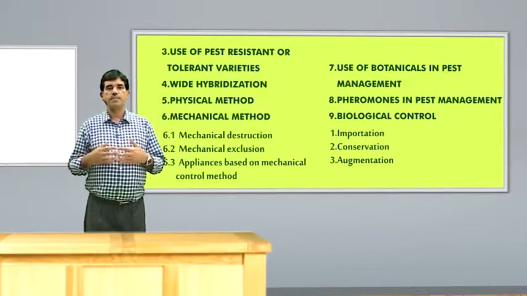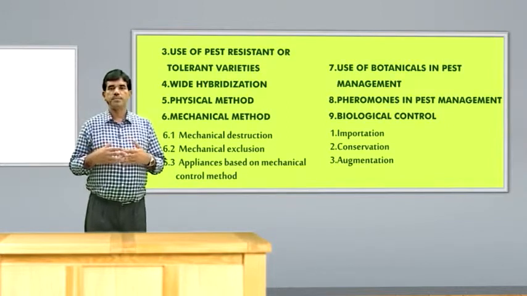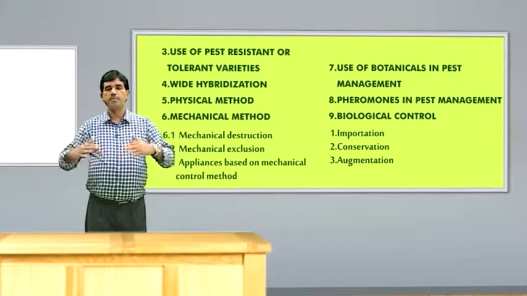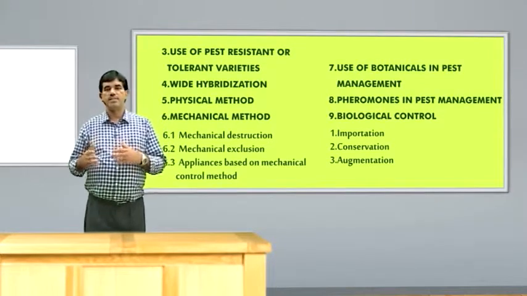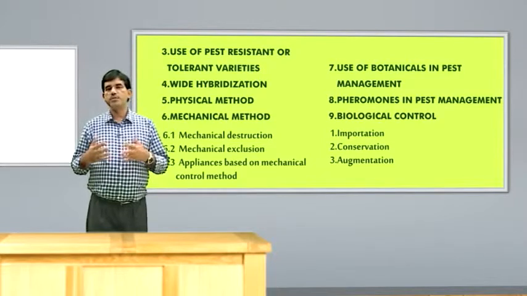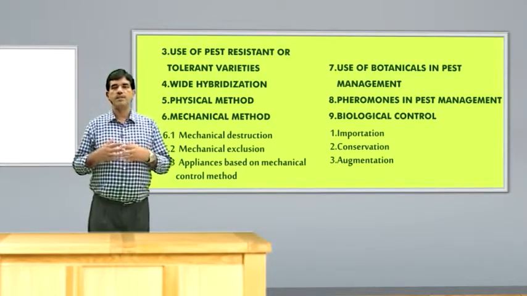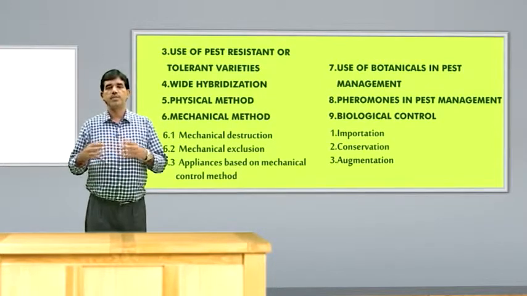Mechanical exclusion: wrapping of fruits against pomegranate fruit borer, banding with grease against mango mealybug. We can put a band around the trunk of the mango and it can manage the mealybug. Trenching for larvae of red hairy caterpillar. Tin barriers can be used around the coconut tree trunk to prevent rat damage. Rat proof structures in storage godowns can be installed.